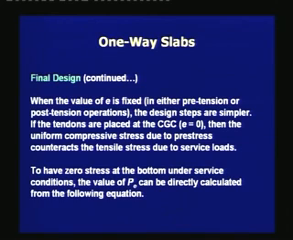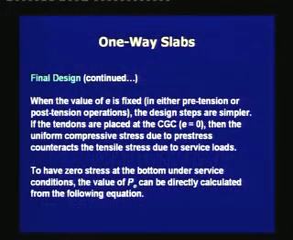When the value of e is fixed, say in either pre-tension or post-tension operations, the design steps are simpler. If the tendons are placed at the CGC, for which e is equal to 0, then there is uniform compressive stress due to prestress, which counteracts the tensile stress due to service loads. Sometimes the eccentricity is fixed based on the construction requirement. If the eccentricity is 0, that means the CGS lies at the CGC.